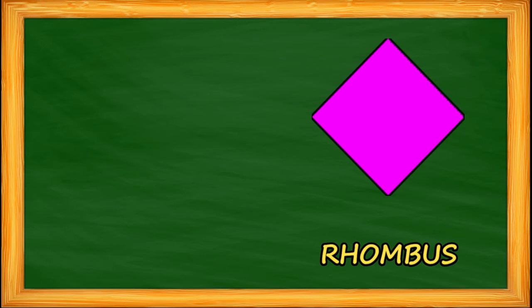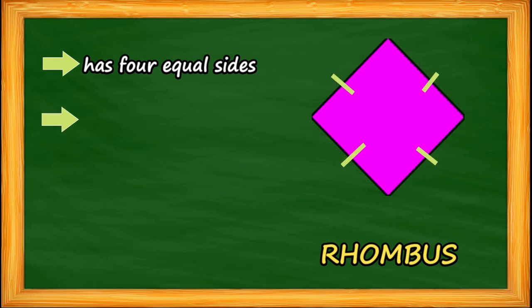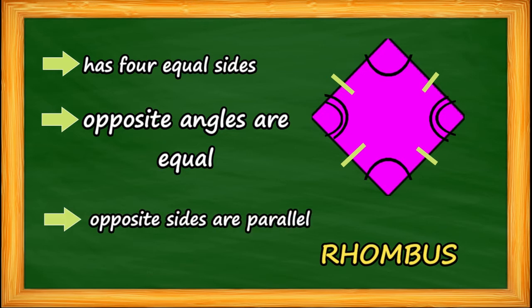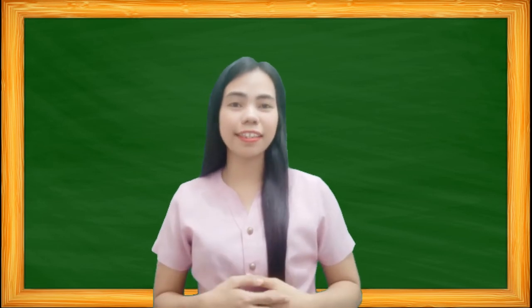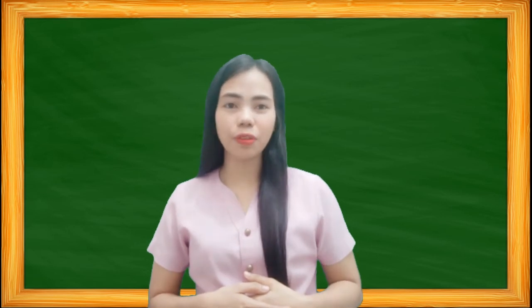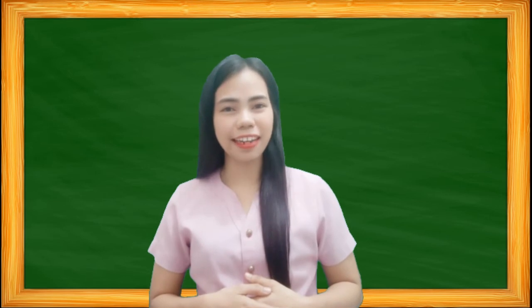A rhombus is a parallelogram which has 4 equal sides. Opposite angles are equal and the opposite sides are parallel to each other. Now we know the special characteristics of a square and a rhombus, we can now begin to find the similarities and differences of the two quadrilaterals.